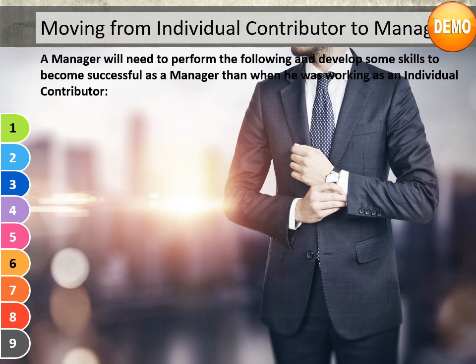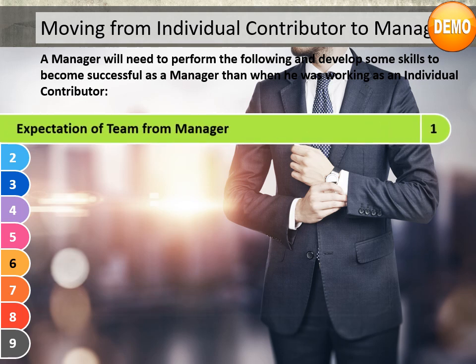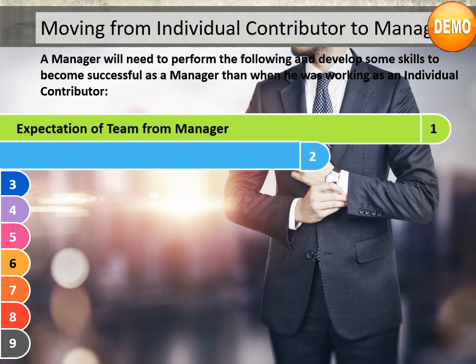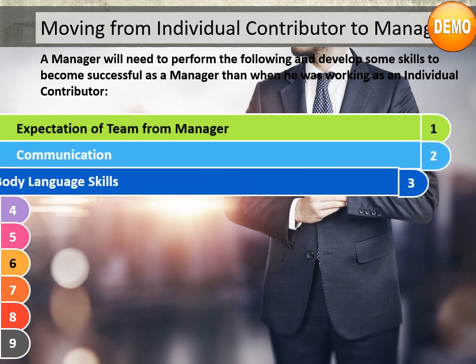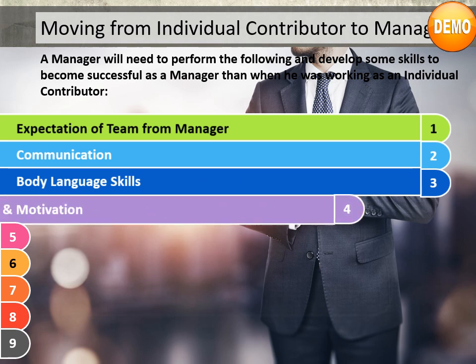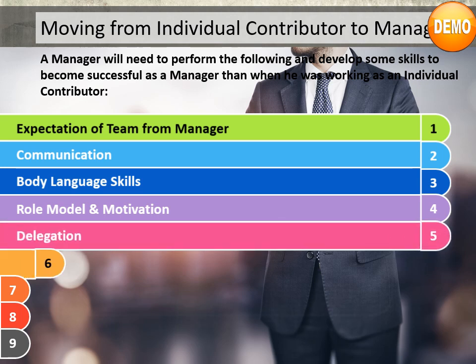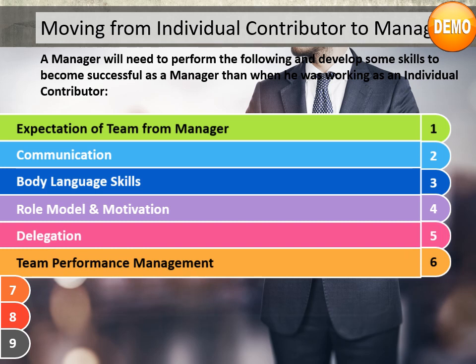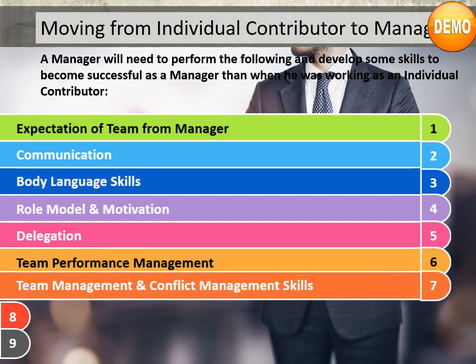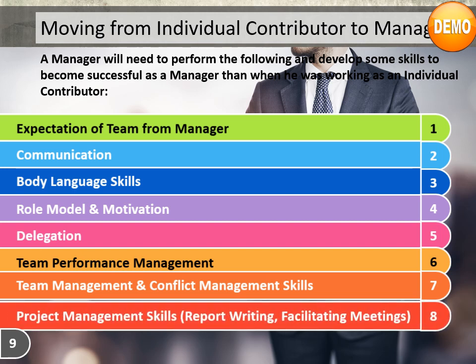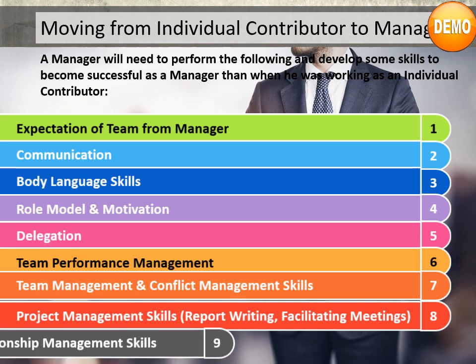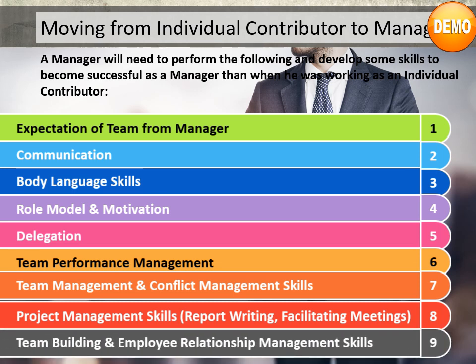A manager will need to perform the following and develop some skills to become as successful a manager as they were as an individual contributor. Number 1, expectation of team from manager. Number 2, communication. Number 3, body language skills. Number 4, role model and motivation. Number 5, delegation. Number 6, team performance management. Number 7, team management and conflict management skills. Number 8, project management skills, report writing, facilitating meetings. Number 9, team building and employee relationship management skills.